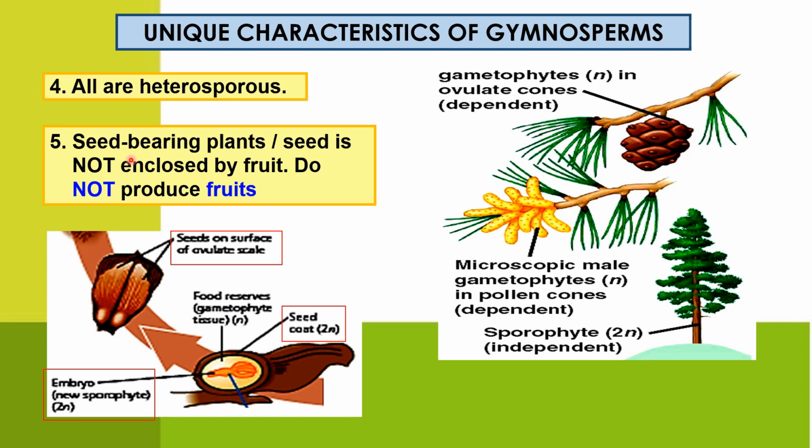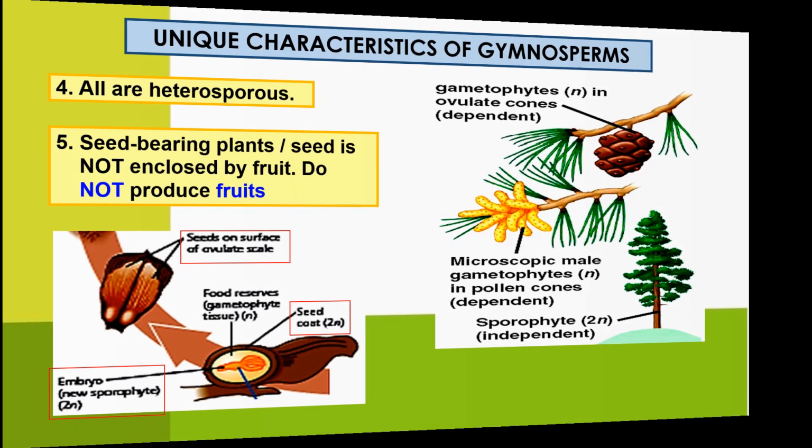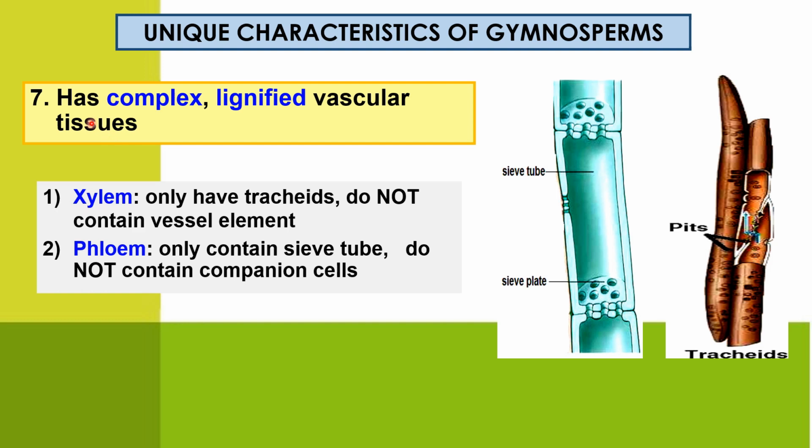Gymnosperms are called seed-bearing plants where the seed is not enclosed by fruit and they do not produce fruit. Gymnosperms have complex and lignified vascular tissue, but the xylem tissue only has tracheids and does not contain vessel elements. For phloem, they only contain sieve tubes but do not contain companion cells.